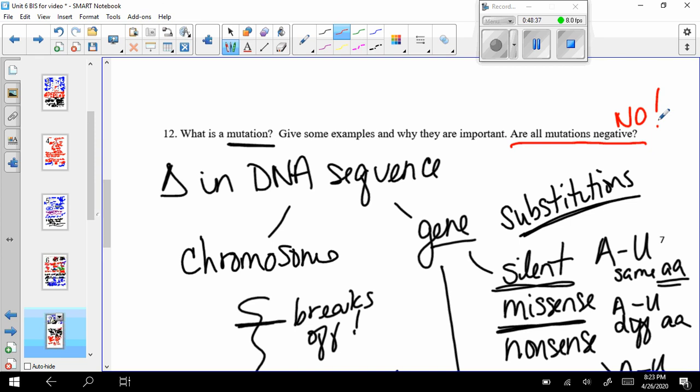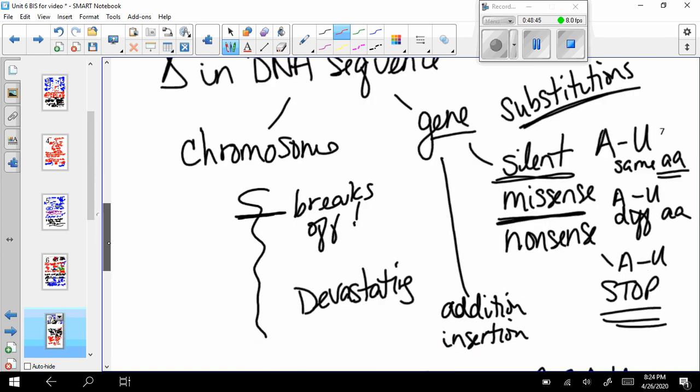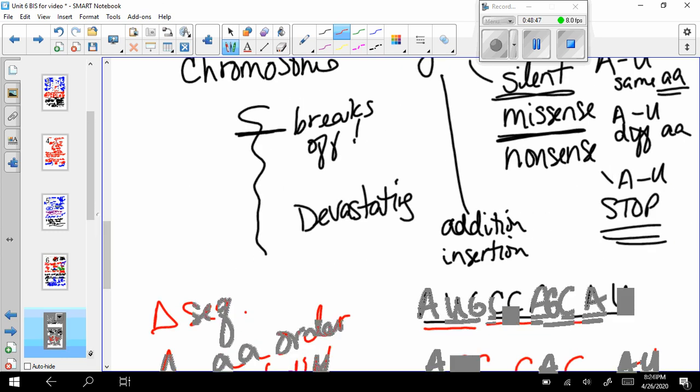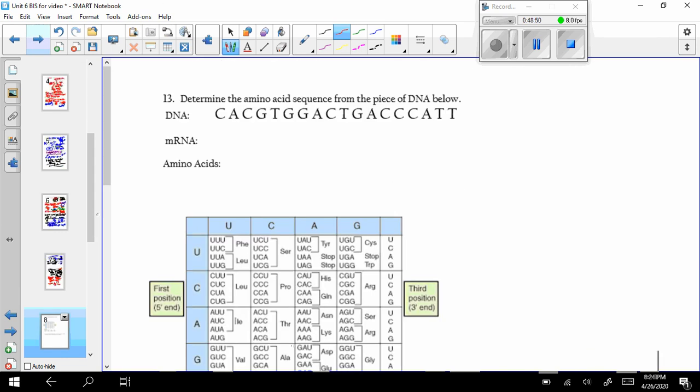So there are definitely some mutations that you can think of that are bad, but there's also a lot of great ones in every single species that have allowed them to survive in their environment. So yes, they can definitely be positive as well.